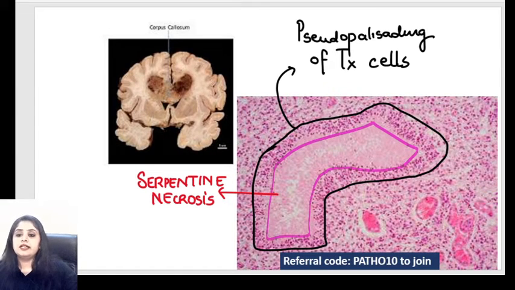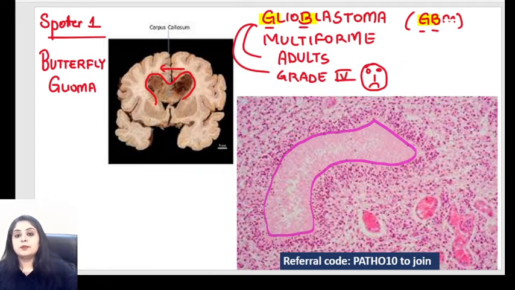Actually, there's a third finding also, any bodies that you see, and that is your homework for the day. So other than these two findings which I have marked over here, there are some other bodies seen in glioblastoma, which all of you need to type in the comments, and I'm sure all of you know the answer. So that was spotter number 1. Let's move on to spotter number 2.